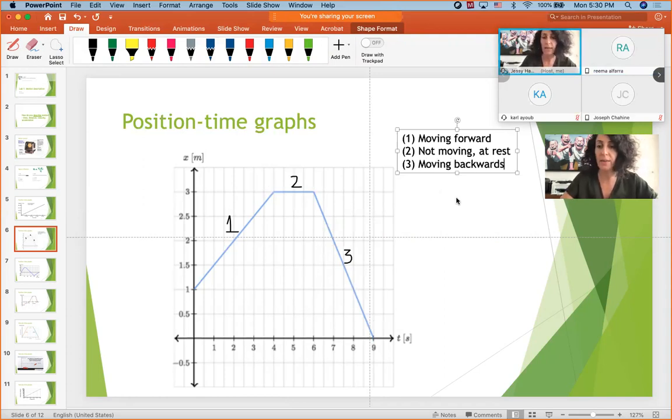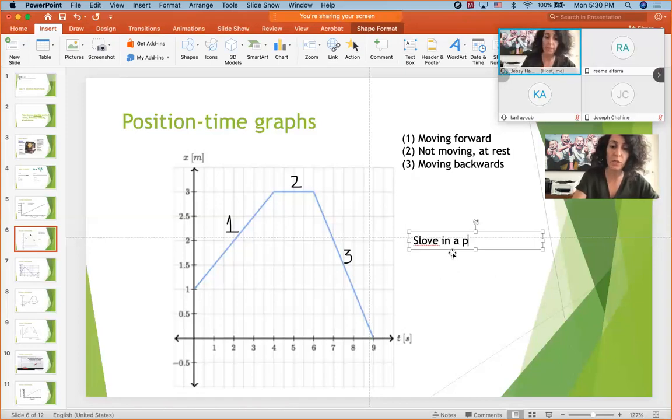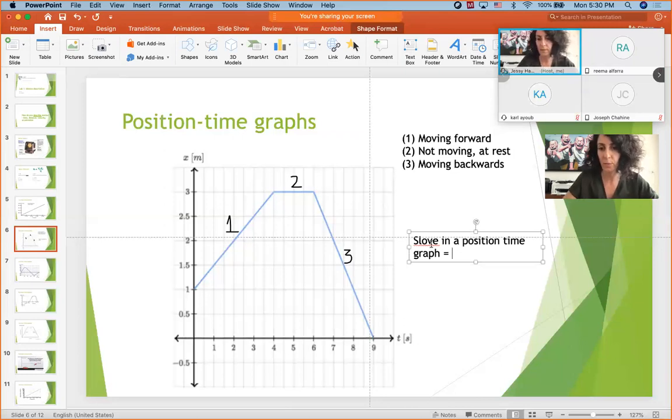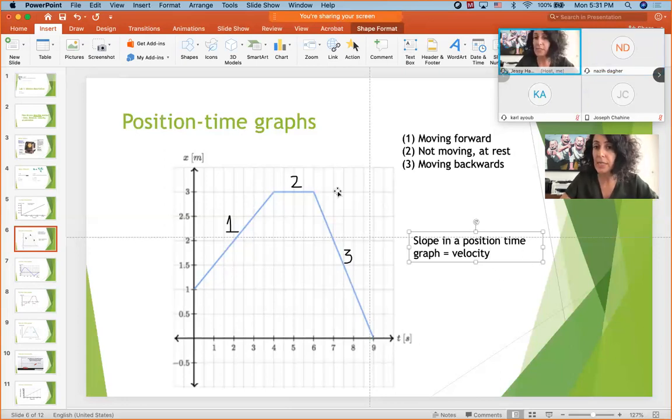Okay? And maybe I need to remind you, or maybe you don't know this yet, the slope in a position time graph, what is it? The slope, what does it represent? Slope in a position time graph. The slope is delta y over delta x. It is the change in position over change in time, which is velocity. Excellent.